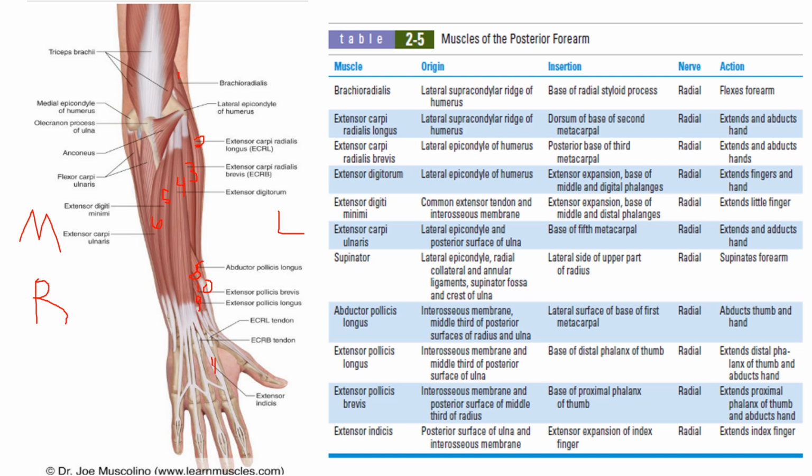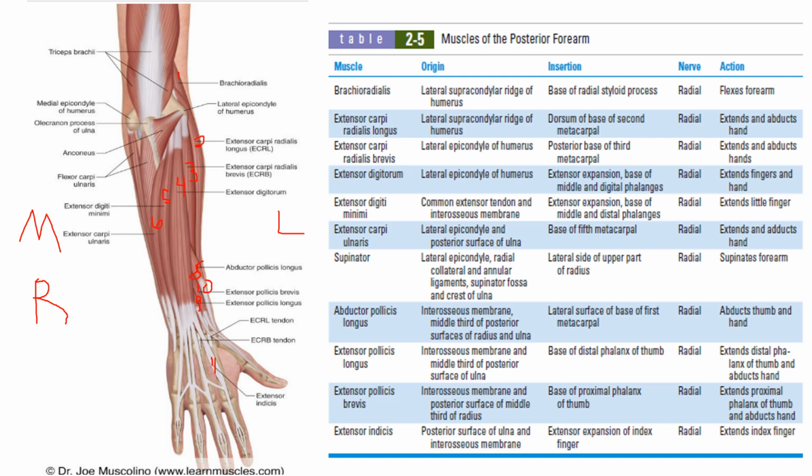Adjacent to the extensor digitorum is the extensor digiti minimi, or the EDM. The extensor digiti minimi originates from the common extensor tendon and the interosseous membrane, and it inserts into the extensor expansion also, as well as the base of the middle and the distal phalanges, just like the extensor digitorum. It also extends the little finger, hence the name digiti minimi, which stands for little finger.